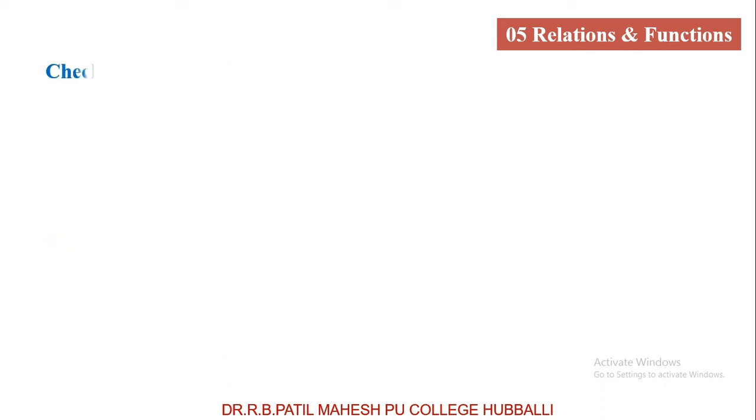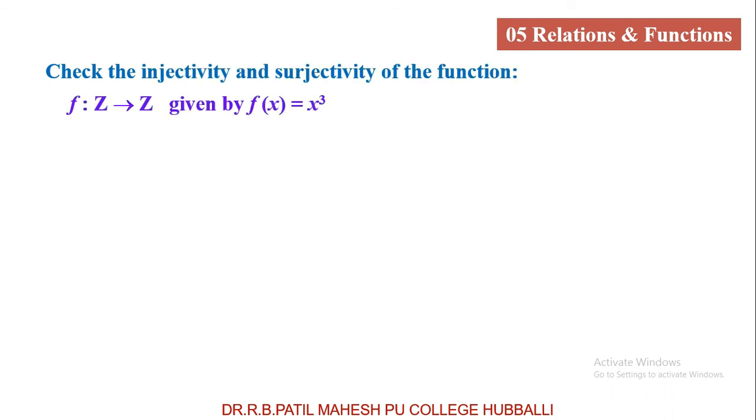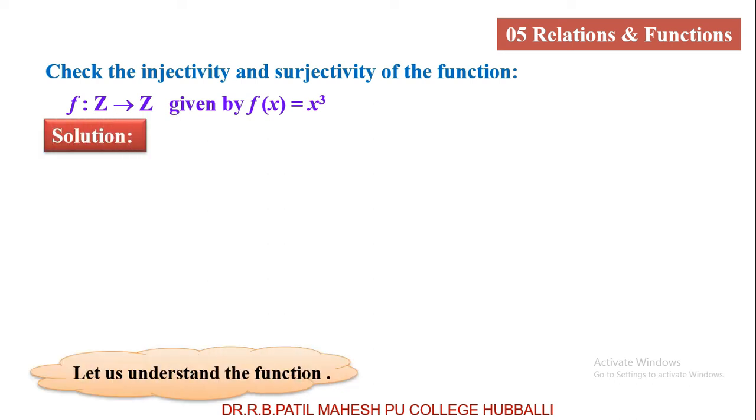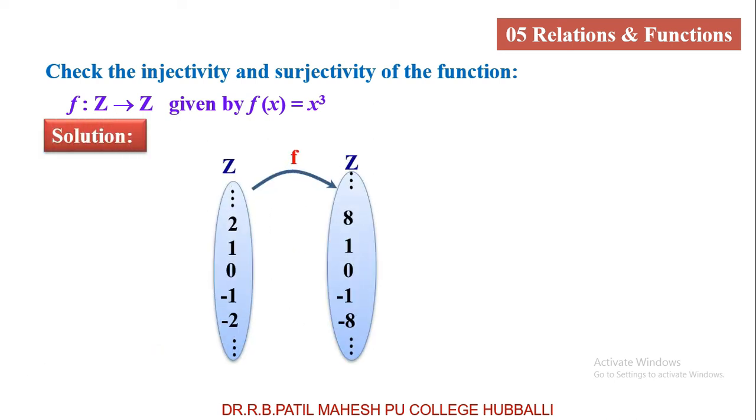Let me take the next question. Z to Z given by f of x equal to x cube. Here the function f of x is x cube, but the sets are from where to where? Integers to integers. Again, the same function that I discussed earlier, arrow diagram. Here it is quite different. 0 will come because of integers. 0 is related to 0. 1 is related to 1.